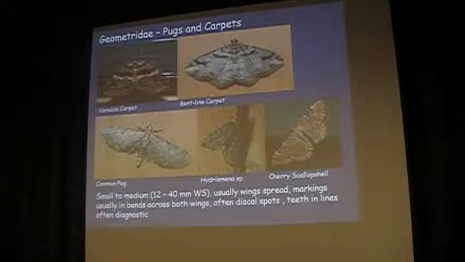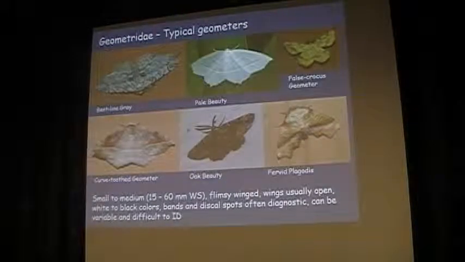And the teeth in the lines can be significant. Like on this variable carpet, see this line comes across here, and then you have this big tooth going down. That you pay attention to, because that can be diagnostic. So identifying moths is an exercise in not getting overwhelmed and in noticing details. That sort of sums it up to a large extent.